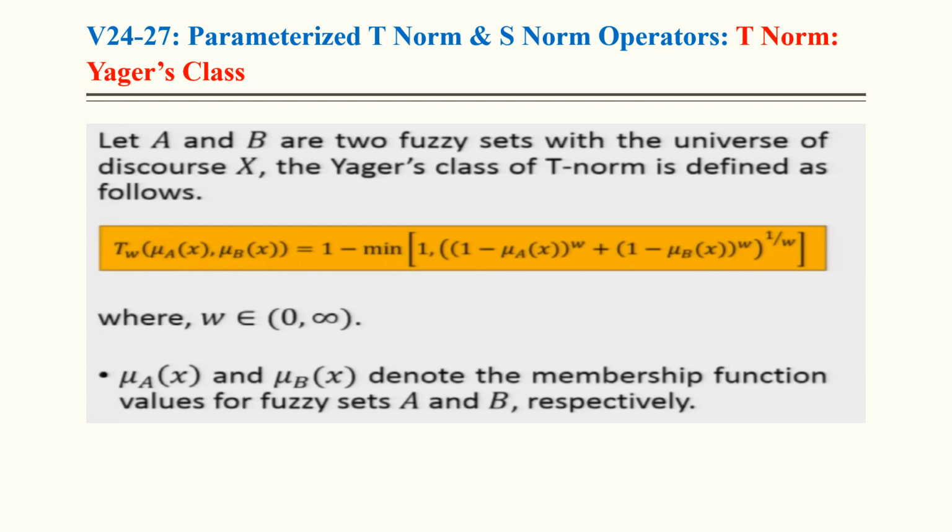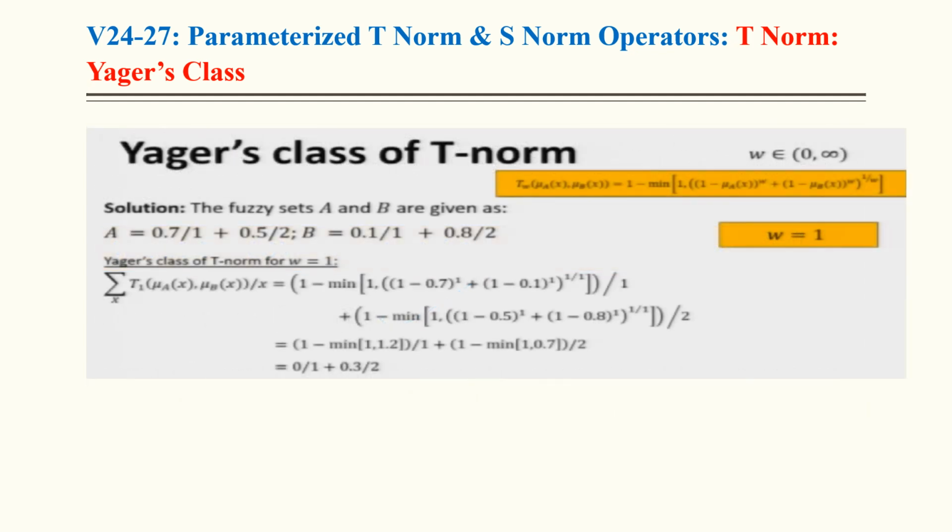Yager class, again this is so complex and unable to compute, because we have limited time: 1 minus the minimum of this w plus and so on. So I am skipping fuzzy set A and fuzzy set B, and just for the value of w equal to 1 we can compute in this way, right?